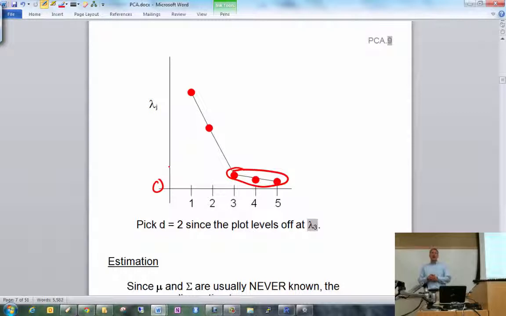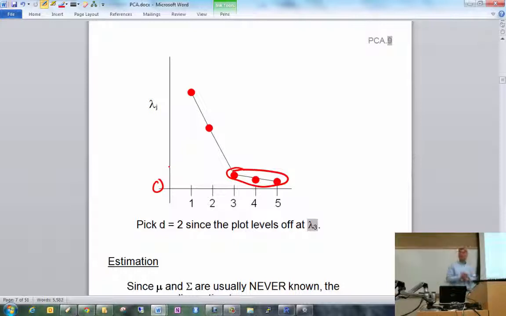So because of that, you might say, okay, let's go with 2 principal components, because anything more is really not helping a whole lot. It's not really explaining that much variation in your data. So those are 2 ways to choose the number of principal components.